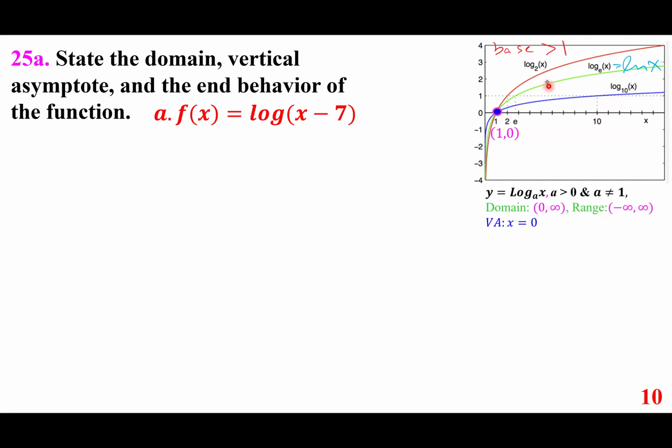So in the case of y equals log x base a, where a is larger than 0 and a can't be 1, domain is 0 to infinity, anything to the right. Range is from negative to positive infinity, anything goes. Vertical asymptote in this case is the y-axis, x equals 0. And of course, in this case, as I mentioned, the base a is larger than 1 because it's increasing.